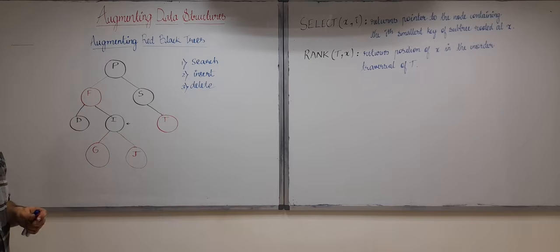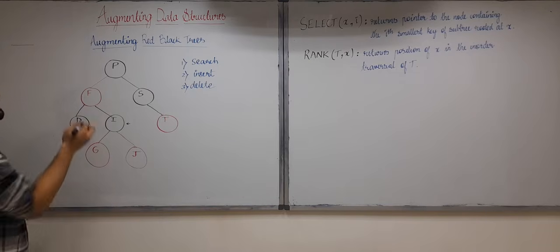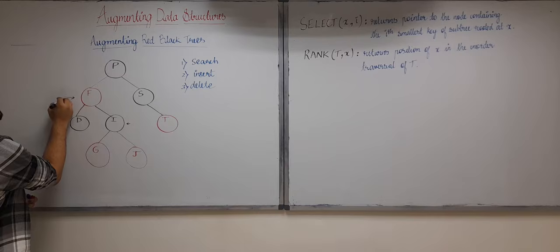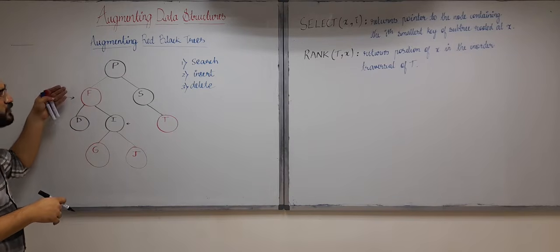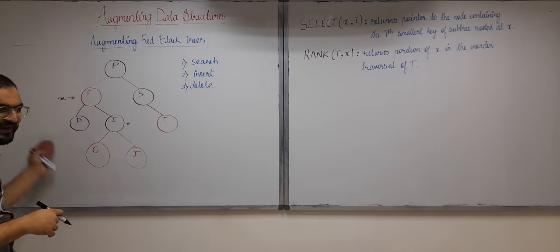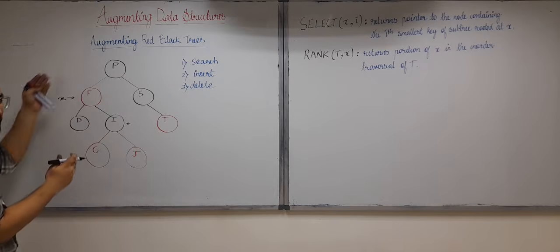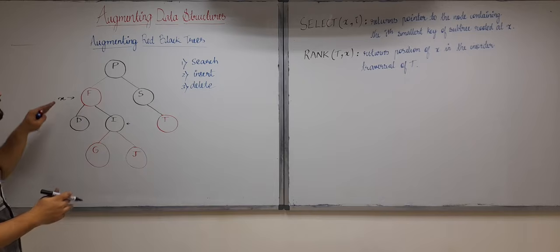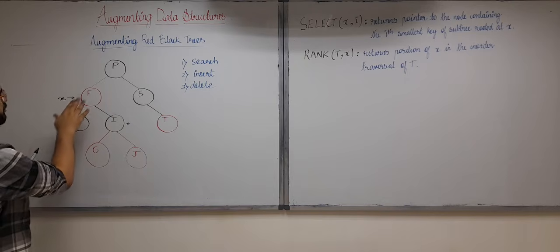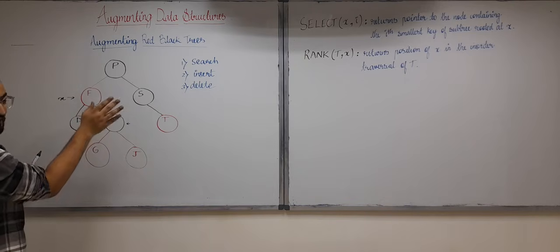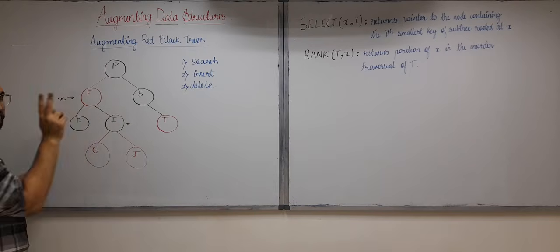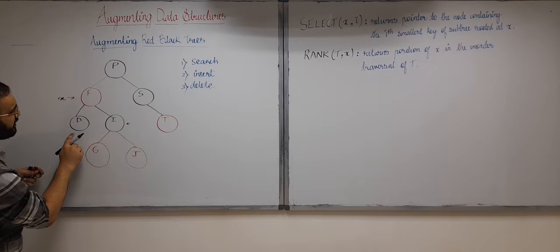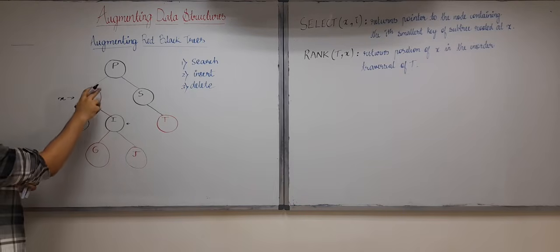And in case of rank operation, we again choose a node x and we return the position of this node when we do an in-order traversal of this entire tree, not the subtree but the entire red-black tree, right? So in this case, what will be returned? When we do the in-order traversal, as the position of f is 2 in in-order traversal, first we come to D, then F in in-order traversal.